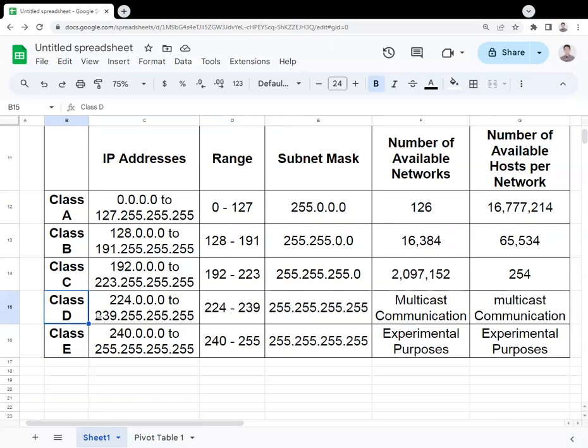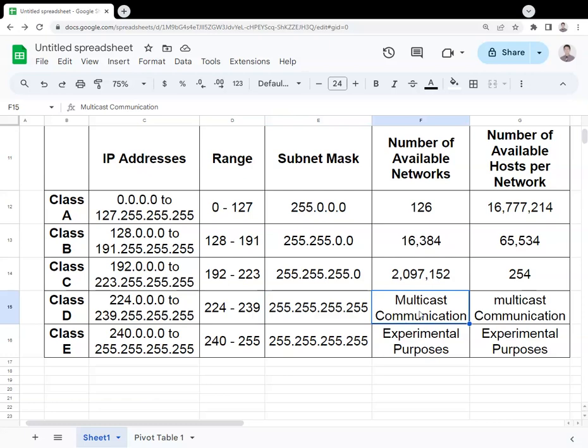Class D's IP address range is from 224.0.0.0 up to 239.255.255.255. So the range is from 224 up to 239, and the subnet mask is 255.255.255.255. Since it's a Class D, it doesn't have any available networks.